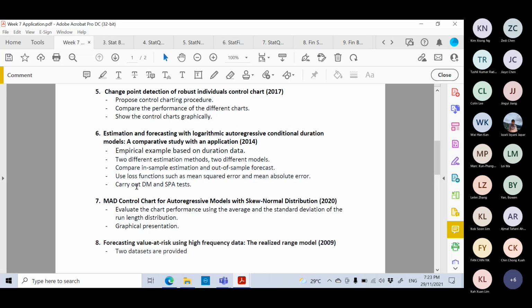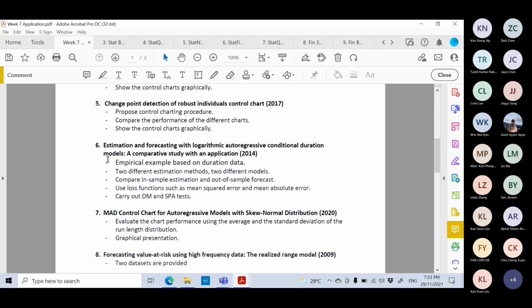So we have the following one. Can we say that it is finance? The title itself looks like finance, but the research work inside is basically on statistics. The idea is on statistics. So this paper is actually on the estimation and forecasting with the logarithmic autoregressive conditional duration model, a comparative study with an application.